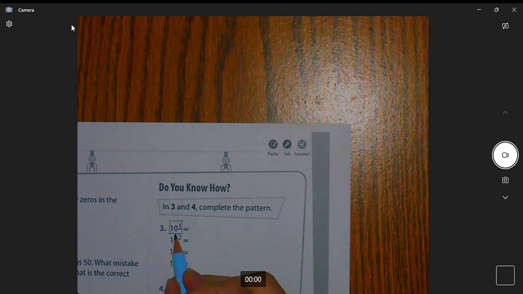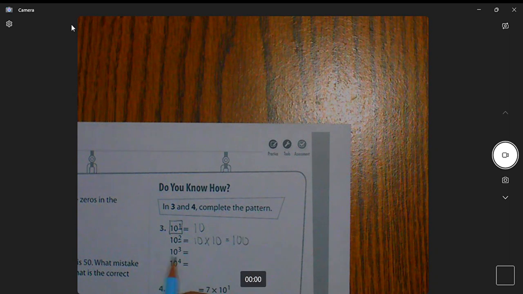So this says 10 to the first power. So that's 10. I only used one 10. 10 to the second power is 10 times 10. What do you think that gives me? Right, it's 100.